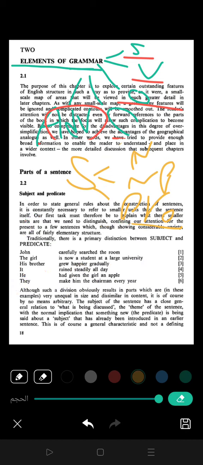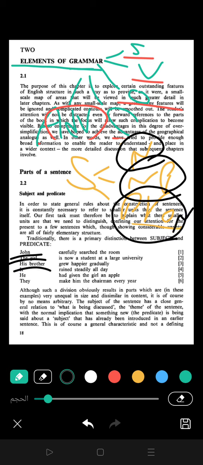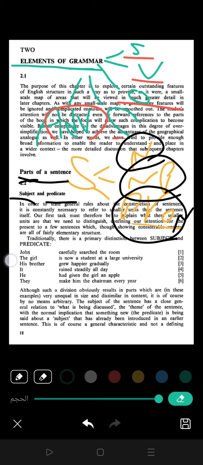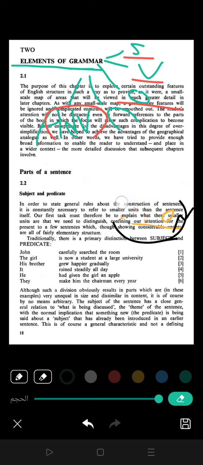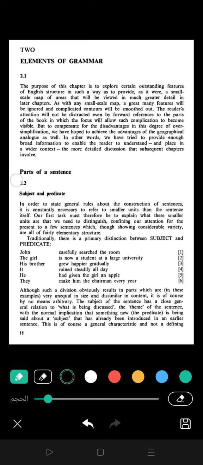So those are the three ways in which the subject comes. It comes as a noun, for example John. It comes as a noun phrase, like the girl and his brother. And it comes as a pronoun, like it, he, and they. That is concerning the subject, which is the first part of the sentence. Then, in the second video, I will explain the predicate.